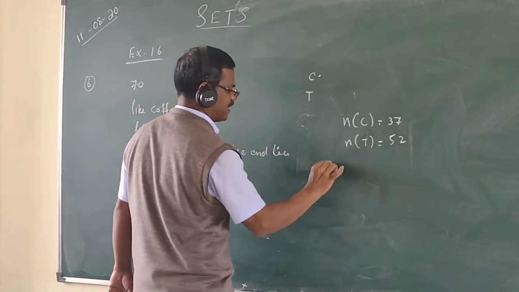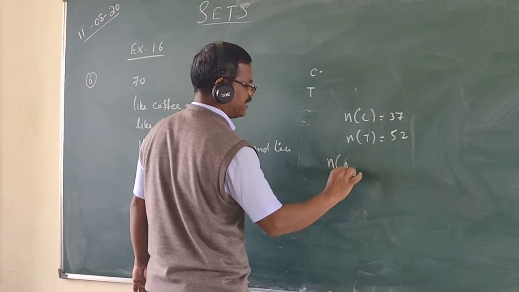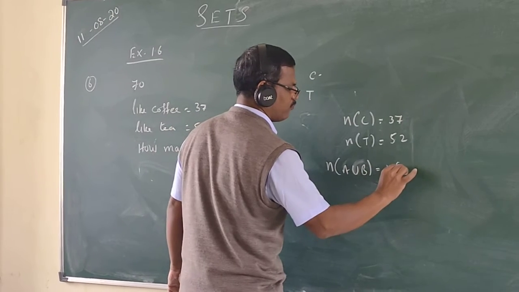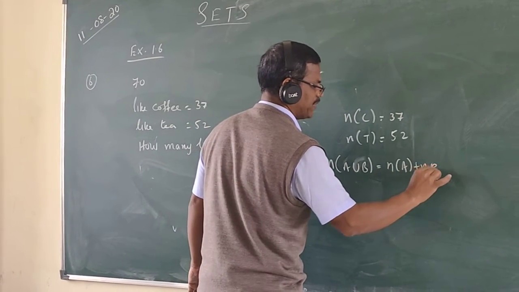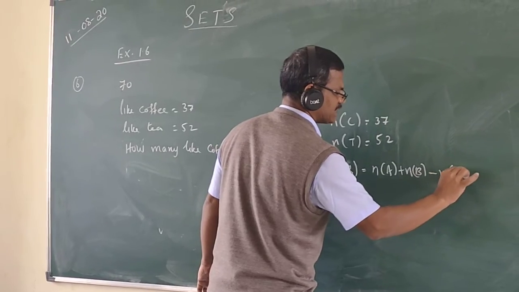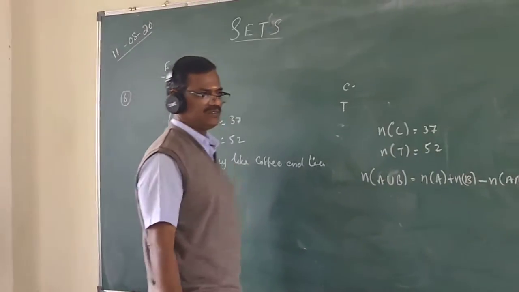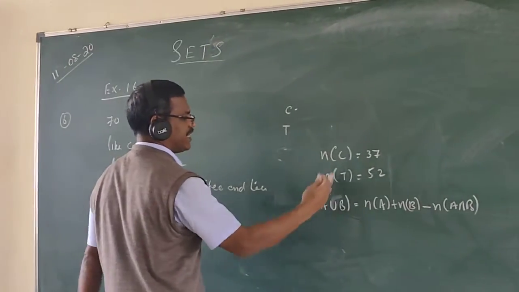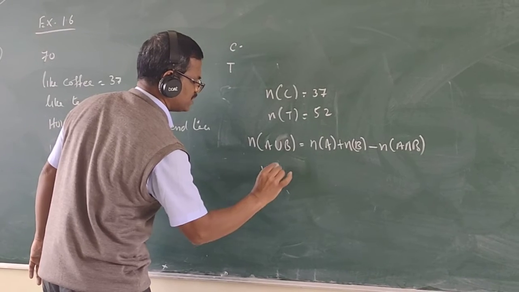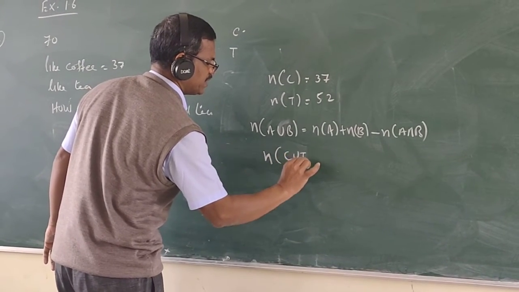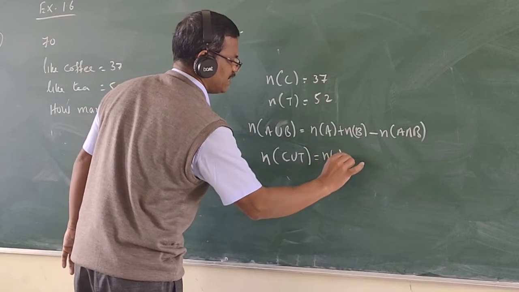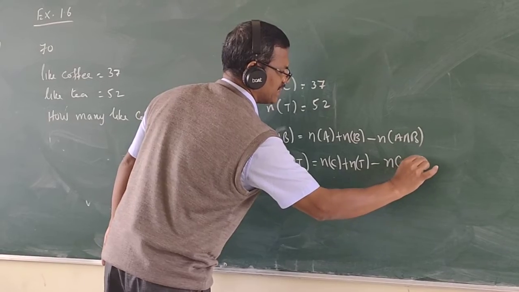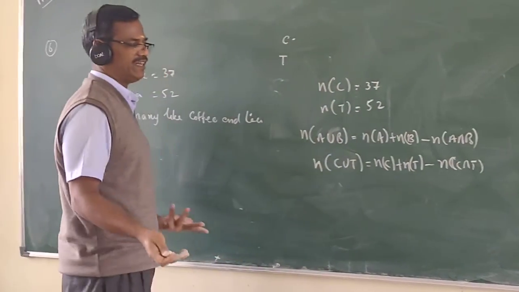And we have a formula that the number of A union B is equal to the number of A plus the number of B minus the number of A intersection B. Now we just substitute. Instead of A and B, let me use C and T. Then it becomes the number of C plus the number of T minus the number of C intersection T. C intersection T means coffee and tea both.